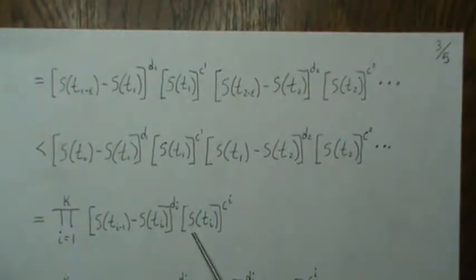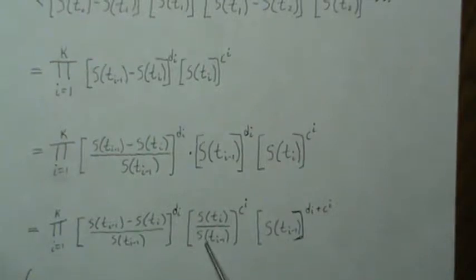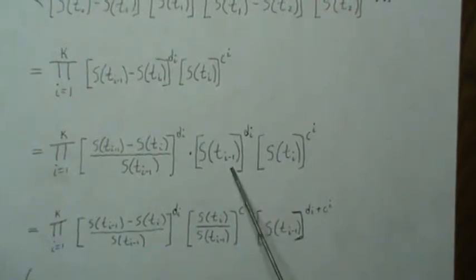Now we're going to multiply this by a well-chosen one, and what we do is we divide by S of TI minus 1, but there's DI of them, so we have to multiply S of TI minus 1 to the DI, and then this piece comes down here. Then we multiply by another well-chosen one, dividing by S of TI minus 1, and there's CI of them, so we have to multiply by S of TI minus 1 to the CI, so that combines with this, and there's DI plus CI, okay?